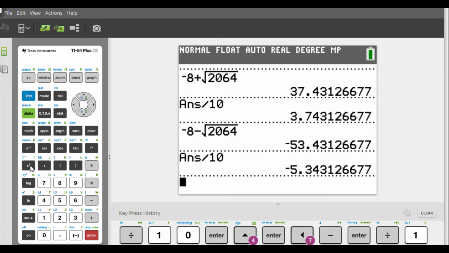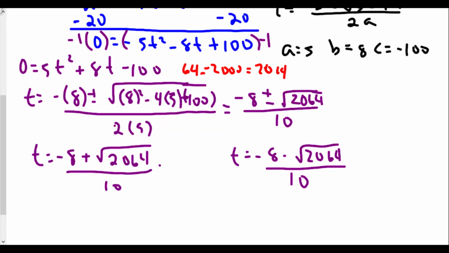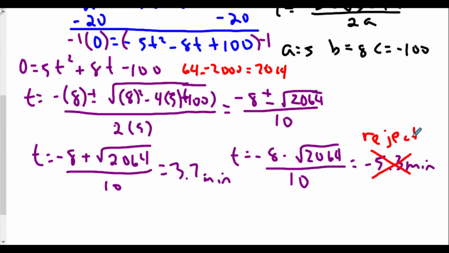So the first one is 3.7, the second one is negative 5.3. And this is time, in minutes. The problem is we can't go back in time, and so we have a negative time value. We must reject this here. And therefore, we will have about 20 liters of water in the bathtub after 3.7 minutes.